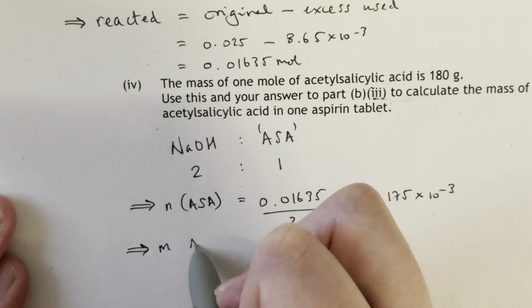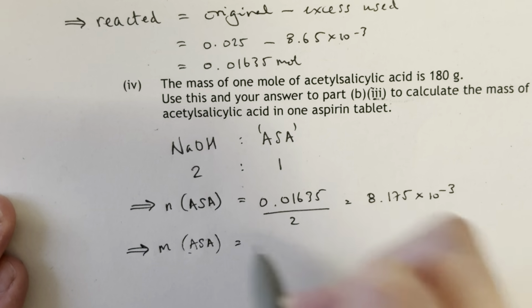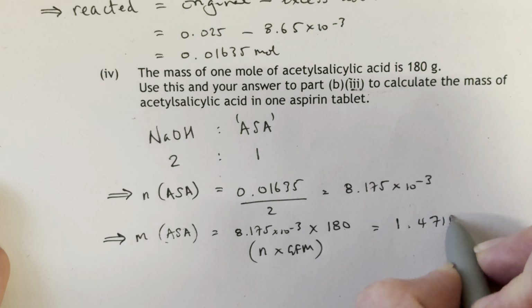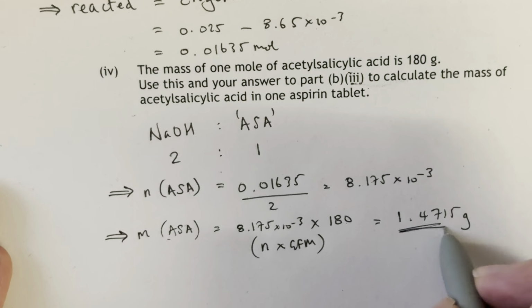That implies that the mass of acetylsalicylic acid is equal to that number, which is the number of moles, times 10 to the minus 3, multiplied by the GFM. Right, this is just an n times GFM calculation, which I should have written first, granted. If we do that and work that through, we find that it's 1.4715 grams. Now, that's 1 mark. This question is not worth 1 mark, it's worth 2.